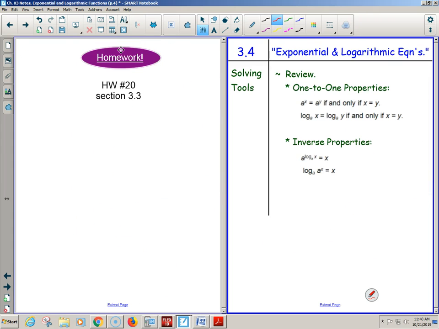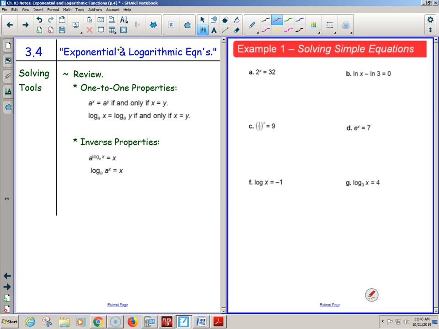Now, guys, that's the only homework due tomorrow. Okay? Section 3.3 is the only homework due tomorrow because section 3.4 is putting a lot of things together. We're going to need to practice it today and tomorrow, and we'll see, maybe even Wednesday too.